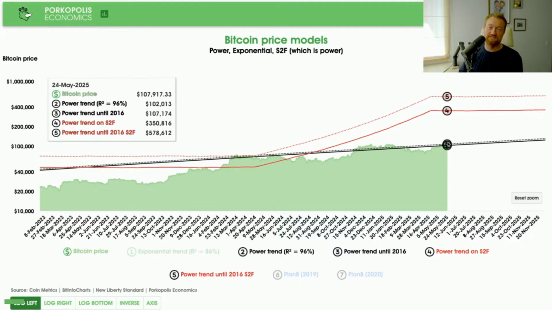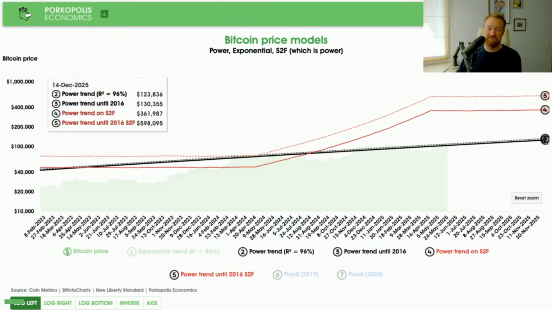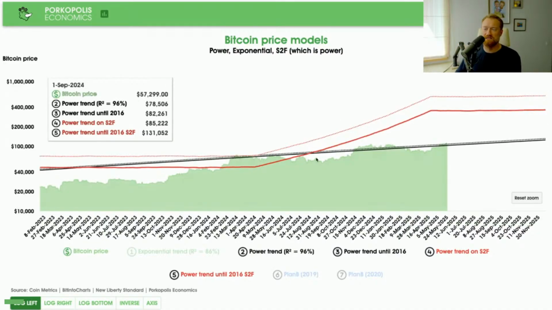And if we had only looked at the model from 2016, stock to flow power, and it is a power trend, $578,000 Bitcoin predicted. It's aggressive. And look, this might even predict the top out to next year. So if we go out to December 2025, the regular power trend, the all-time, might be close to it. It might get up to $360,000 Bitcoin, but it shouldn't be a top indicator.